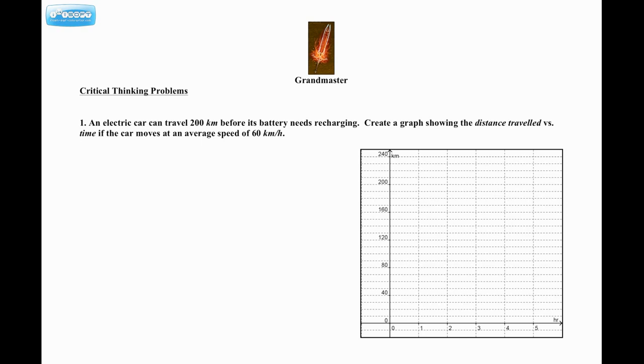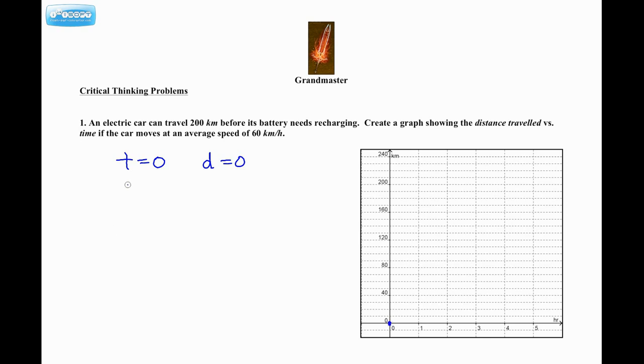So it says, first, create a graph showing the distance traveled versus time if the car moves at an average speed of 60 kilometers per hour. So at time equals 0 hours, I haven't traveled any distance. So time is the independent variable horizontally. Distance is the dependent variable listed vertically. So I can plot 0, 0 right there.